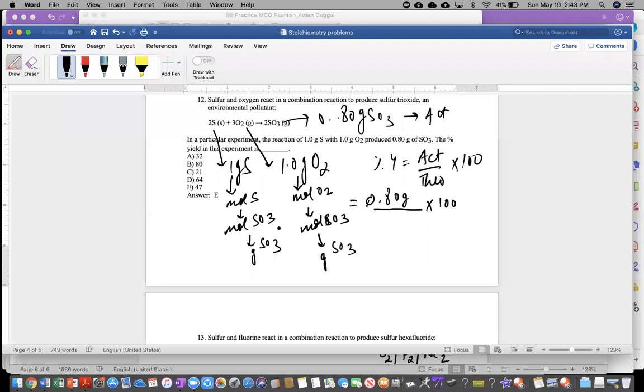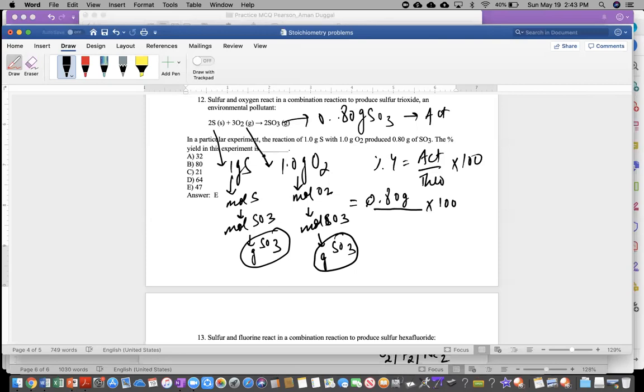Okay. So whichever one is going to be the smaller number of these two, that's your theoretical yield. Wait, the smaller one is what? Theoretical yield. Okay.